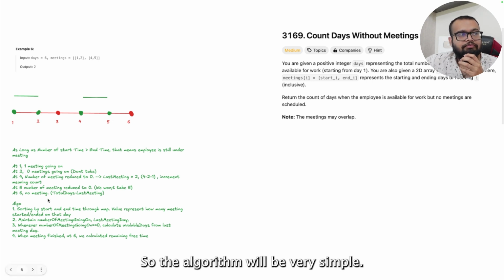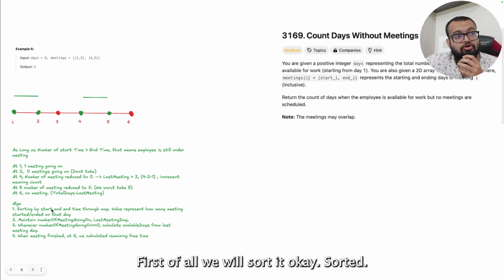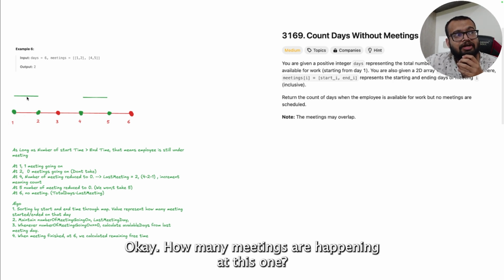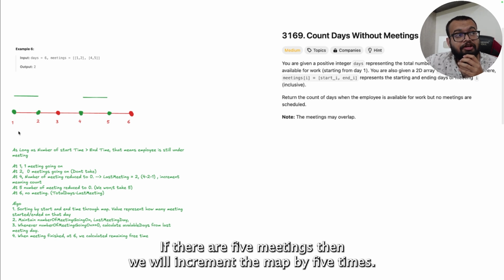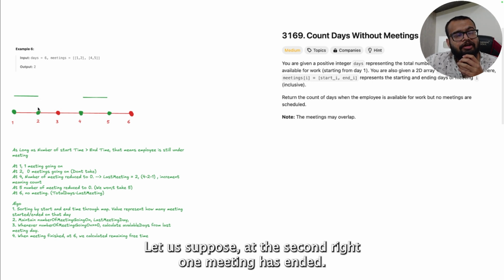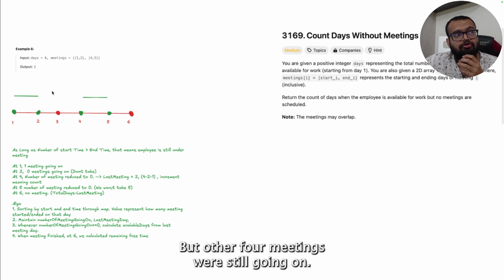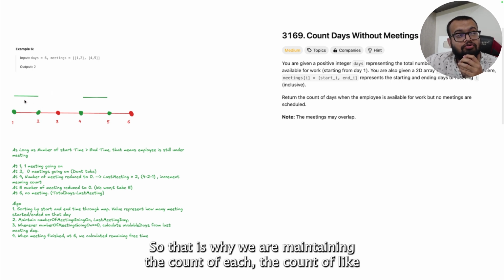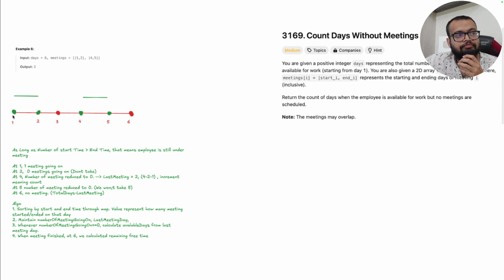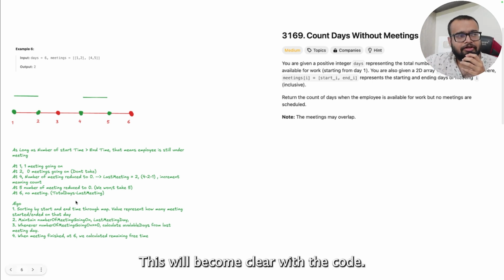So the algorithm will be very simple. First of all, we will sort it. Once we have sorted it, we will maintain a map, where we say what the count is at this one. How many meetings are happening at this one? If there are 5 meetings, then we will increment the map by 5. Because it can happen that at second, one meeting has ended, but the other 4 meetings were still going on. So that's why we are maintaining the count of how many meetings were started at that particular time. This will become clear with the code.